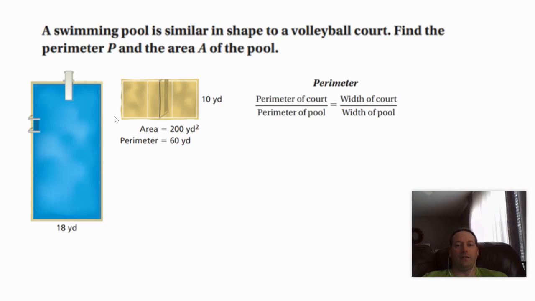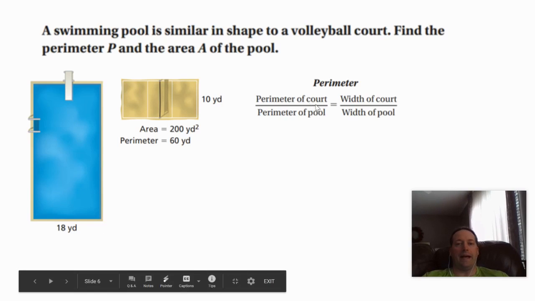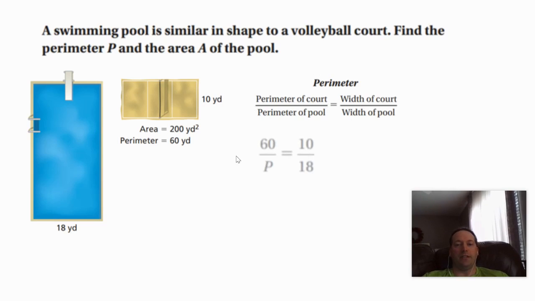We do not have to find the length of the volleyball court because the perimeter of the volleyball court divided by the perimeter of the pool has to be equal to the ratio of corresponding sides. Because the perimeter changes by the scale factor. So we just plug our numbers in. The perimeter of the court is 60. We don't know the perimeter of the pool, but we do know that the corresponding side of the court is 10 over the corresponding side of the pool, which is 18.